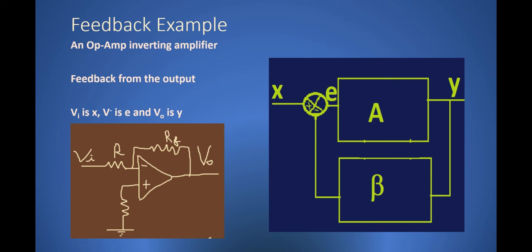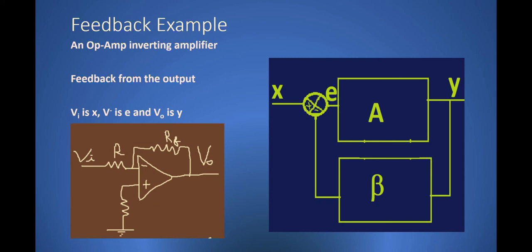And now we can analyze the inverting amplifier based on the op amp in more detail, so that we derive the equation of V minus, that is the input voltage, that is the voltage at the inverting input of the op amp, in terms of Vi and V naught, so that we can see that we indeed have feedback from the output.